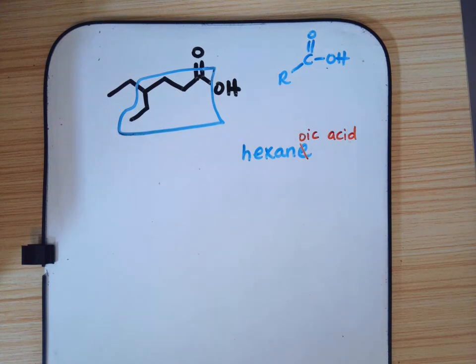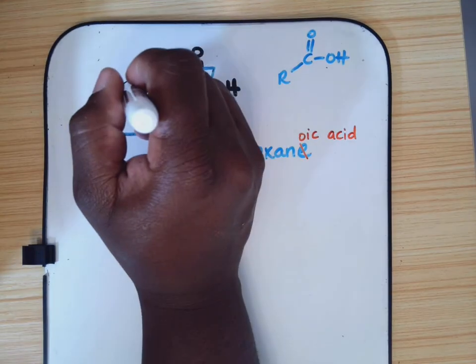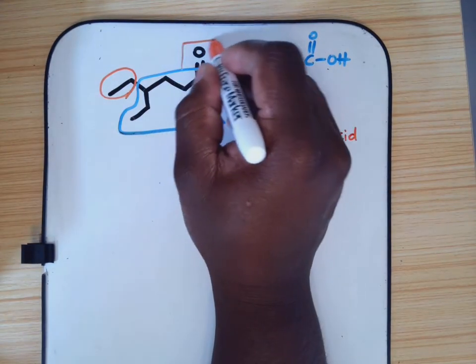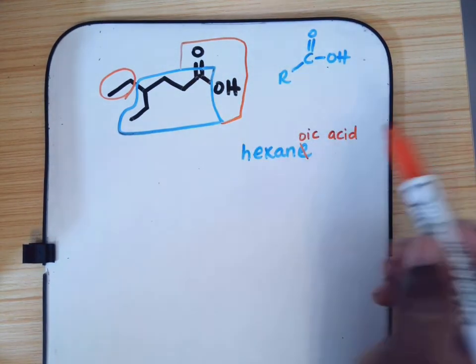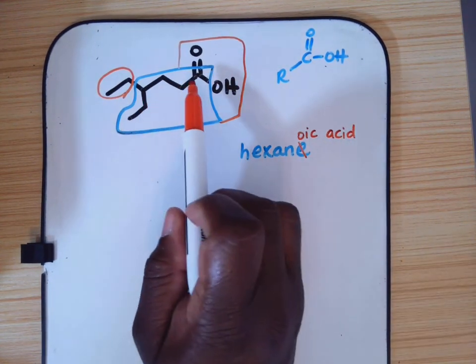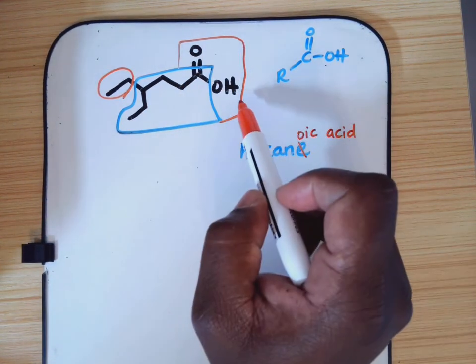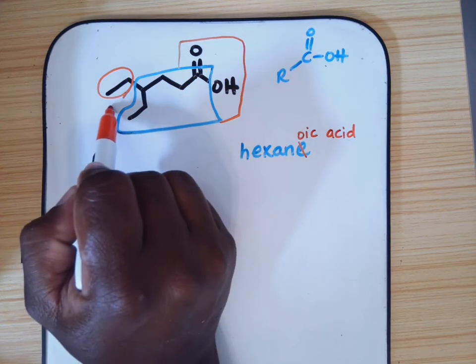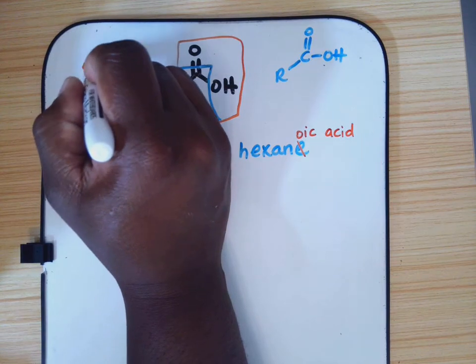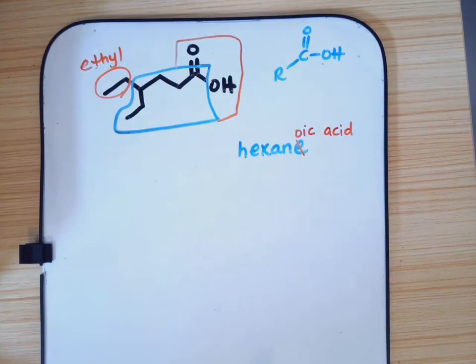From there, we have to identify substituents. So I have one branch sticking outside of that boxed area, meaning that I have one substituent. This remaining portion, that carbonyl with that OH, was actually accounted for with the oic acid. So hexanoic acid accounted for those 6 carbon atoms and the functional group. But I still have to account for this substituent. I have that one substituent which contains 2 carbon atoms, so therefore I have an ethyl group.